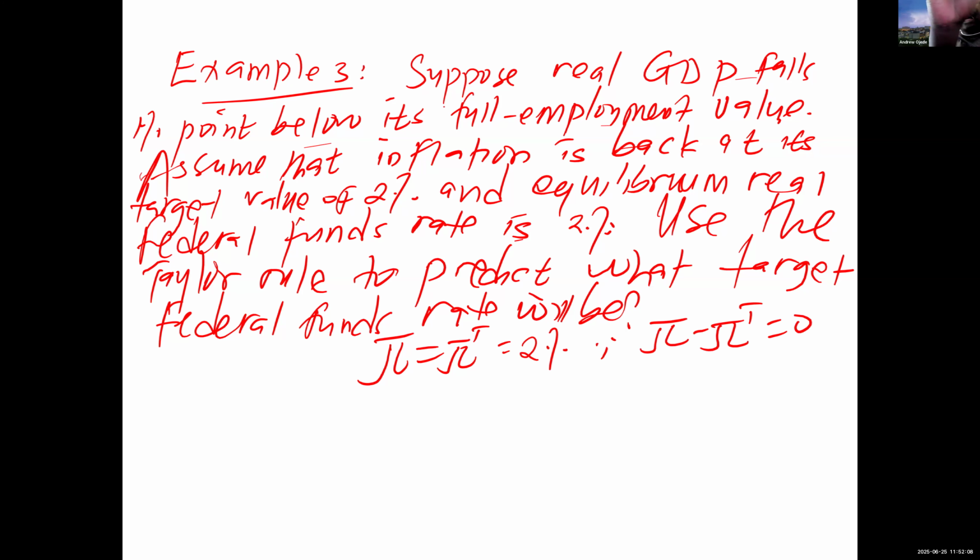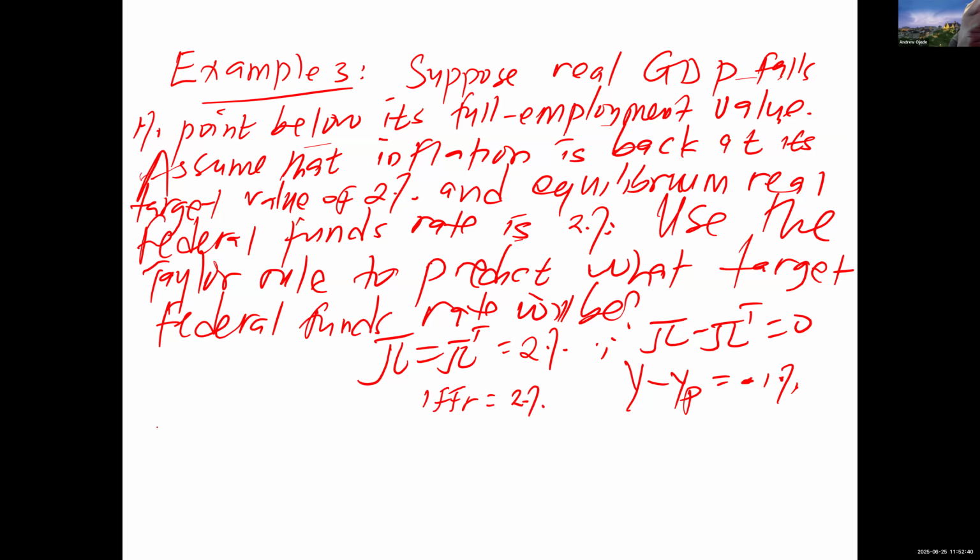If real GDP rises 1 percentage point above full employment, it means the output gap is positive. But since it falls below its full employment value, the gap between actual output and full employment is going to be negative 1%. If the question had been phrased, output rose 1 percentage point above its full employment value, this would be a positive 1%. And then, of course, the equilibrium real federal funds rate is still 2%.